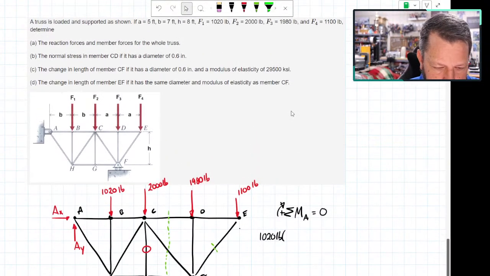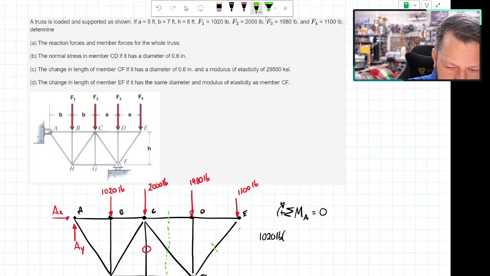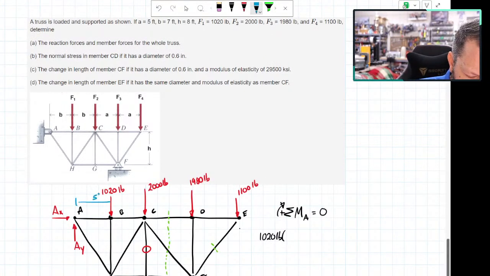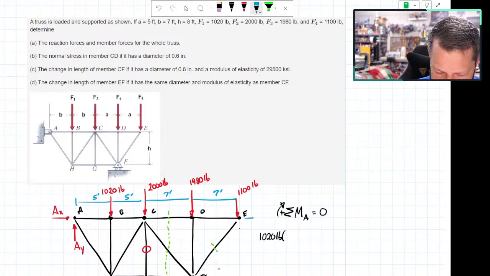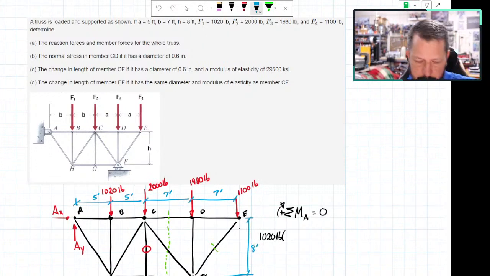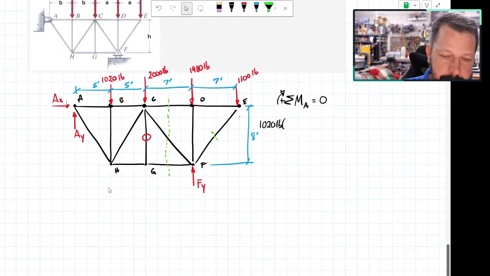Let's see. Let's put a couple of dimensions on here real quick. So this is 5 feet. This is 5 feet. This is 7. And this is 8. Okay. There. All right, now we can write moment equations.